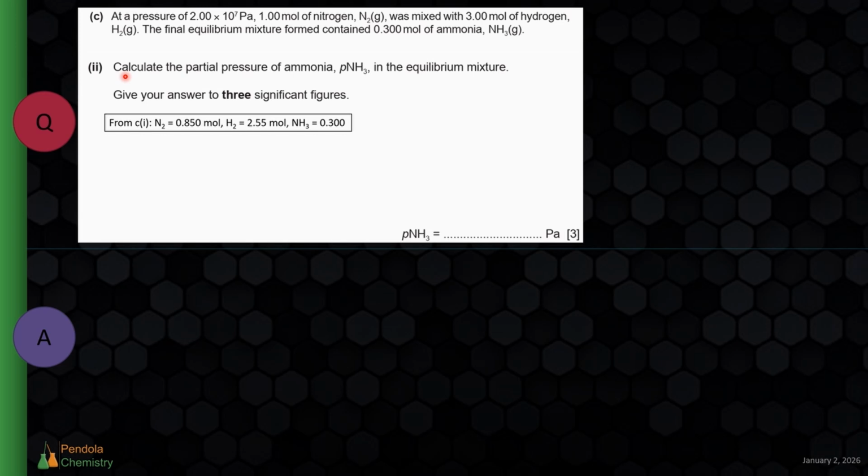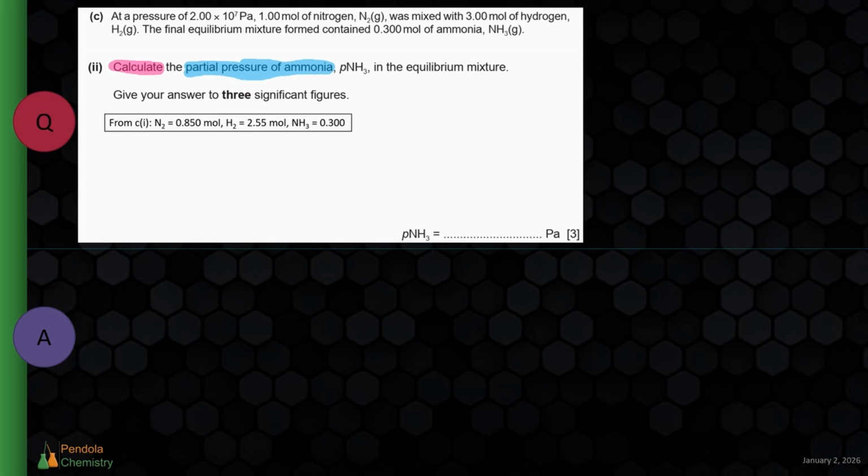Then the second part of the question, which is the one that's important here, says calculate the partial pressure of ammonia, P NH3, in the equilibrium mixture. Give your answer to 3 significant figures. So a couple of things here. First of all, our command word here is going to be calculate, so we know we're going to have to do some math. And then we're calculating the partial pressure of ammonia in the equilibrium mixture, which means we're going to use those moles from the first question to do so and use a mole ratio. No, sorry, not mole ratio, a mole fraction.